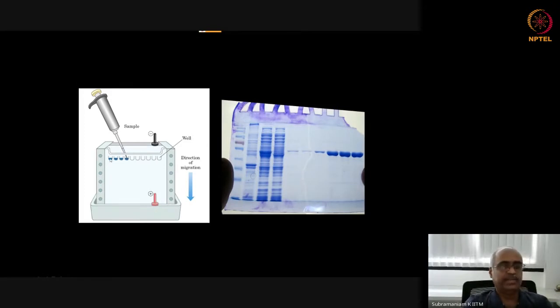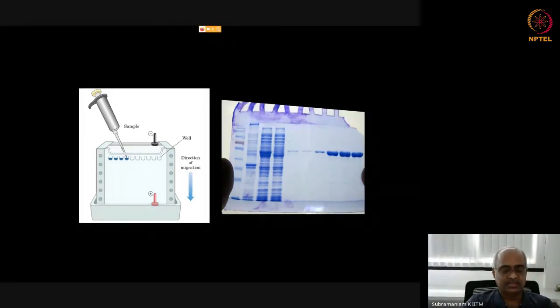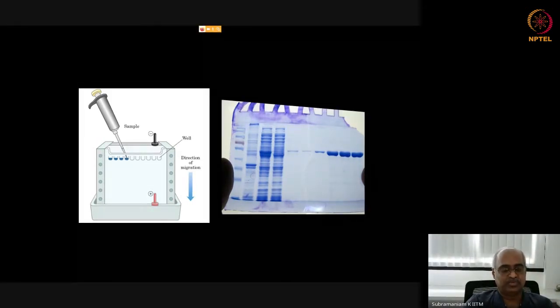Now, if the proteins are charged, let us assume they are all negatively charged, then they will migrate towards the positive charge. Okay, so this is how it is done. Here, essentially, instead of melting something in buffer, pouring it in a tray and allowing it to solidify, it is actually a chemical reaction that makes a polymer from monomer.